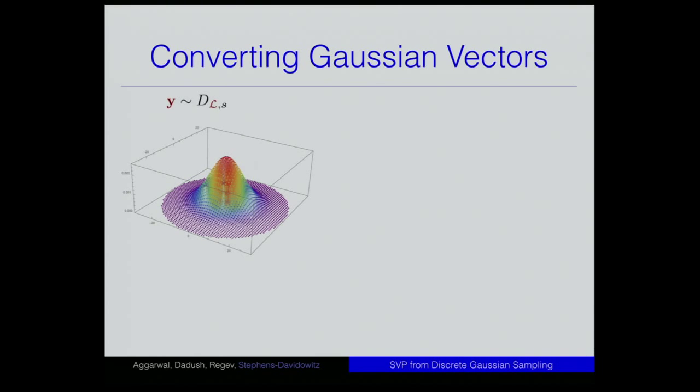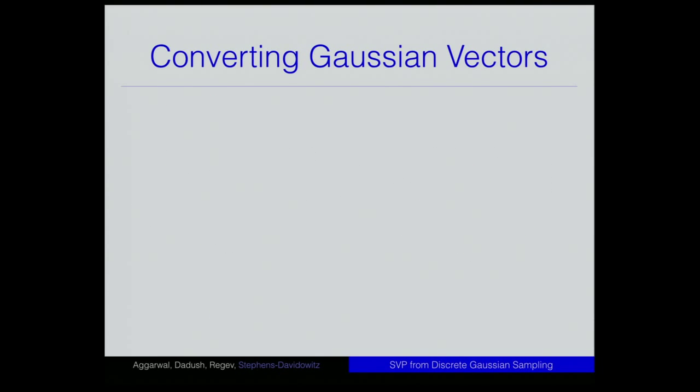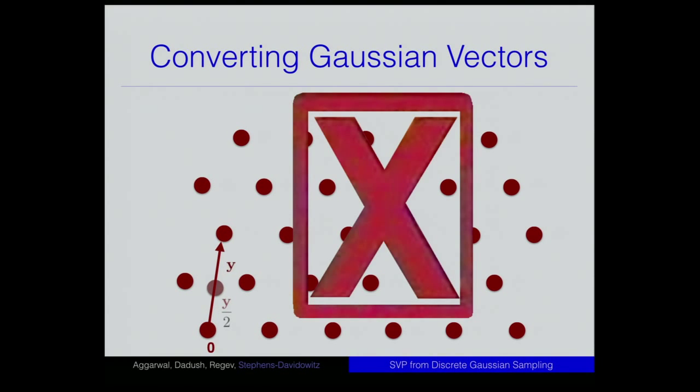So here's the discrete Gaussian. Can I divide by 2 and get another discrete Gaussian with a lower parameter? The answer is, of course, no. And the reason is quite simple. Let's say I sampled this vector, and then I take half of it. Half of it's not even in the lattice. So this fails rather tremendously.